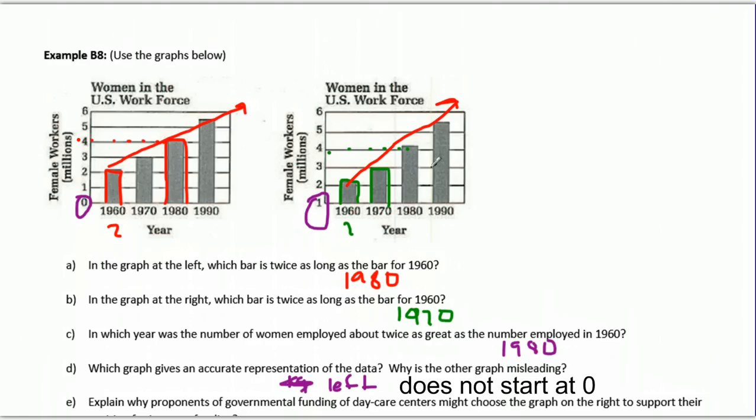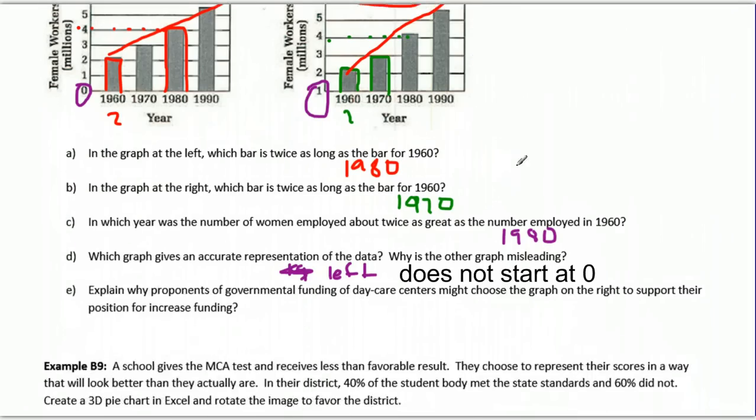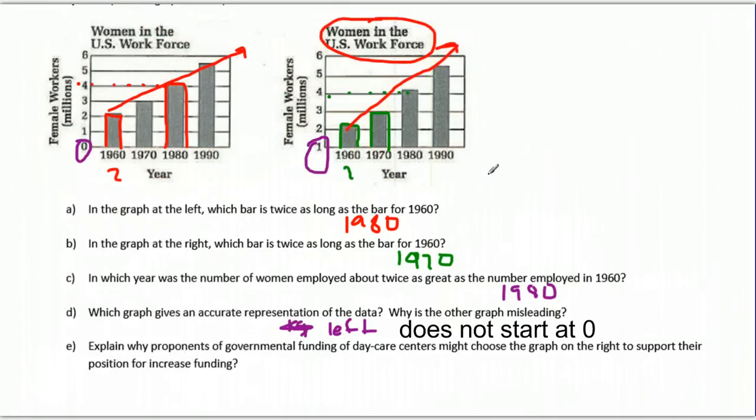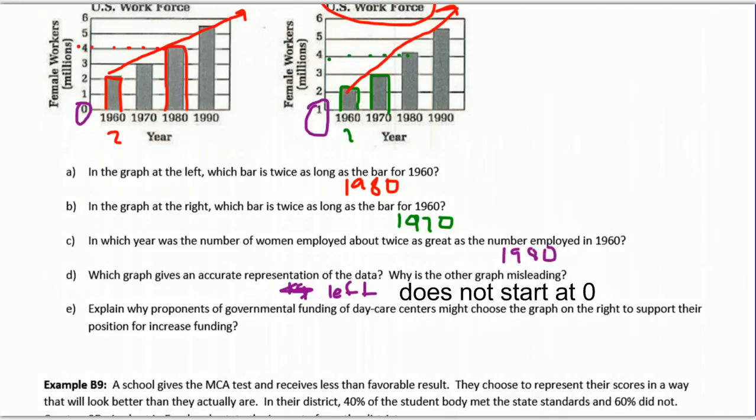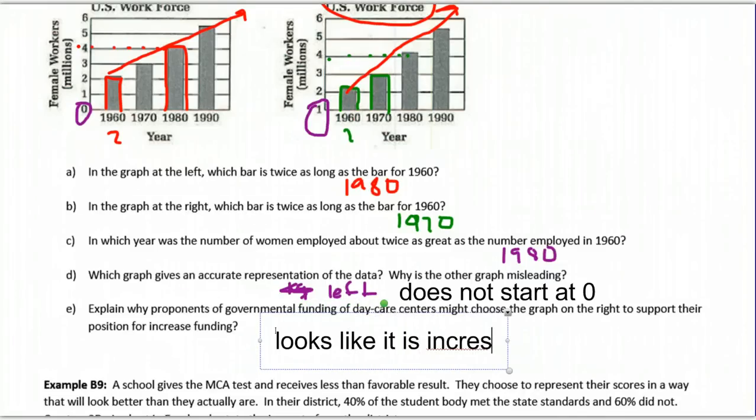So if you're trying to say, look at how the number of women is rapidly growing, we need more funding for these daycare centers because so many women aren't staying at home, they're working now, then you would probably want to use that one on the right. So I would say, for my reason, it looks like it is increasing faster.